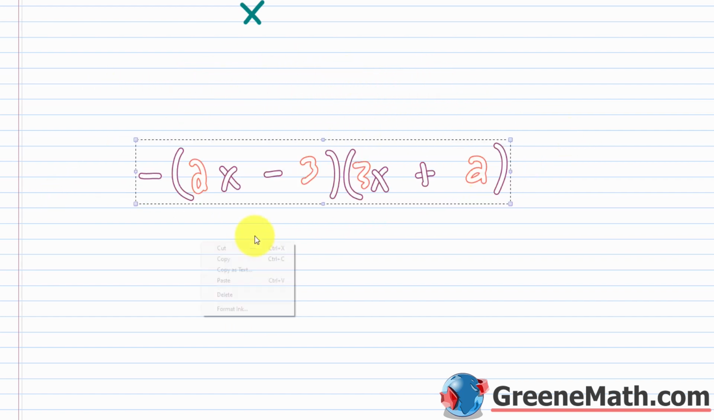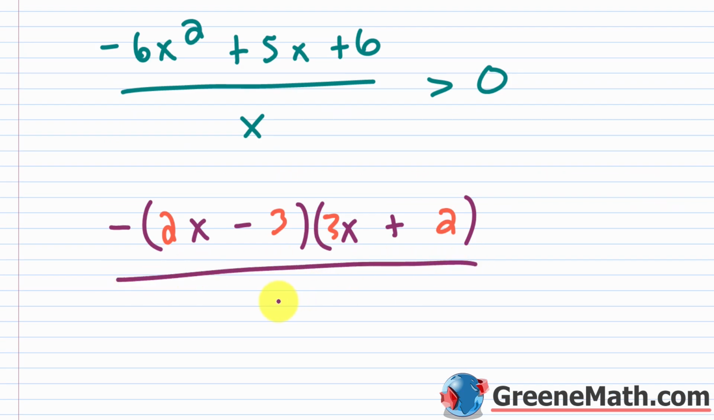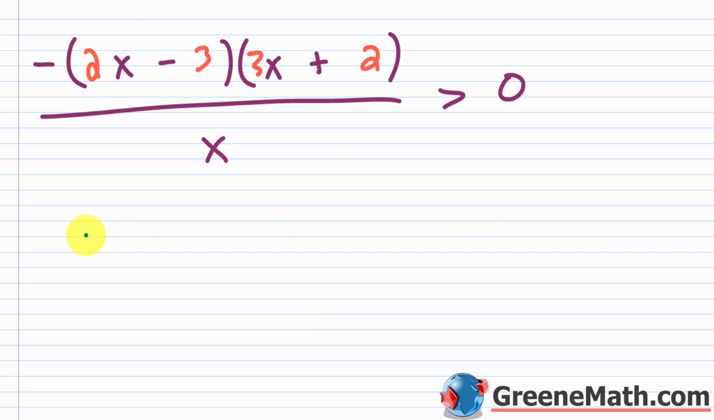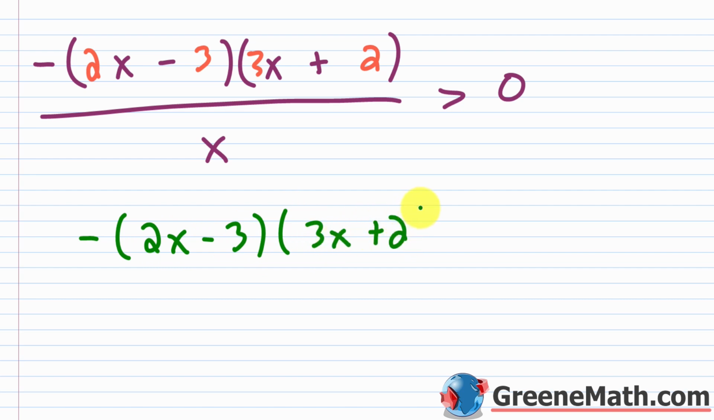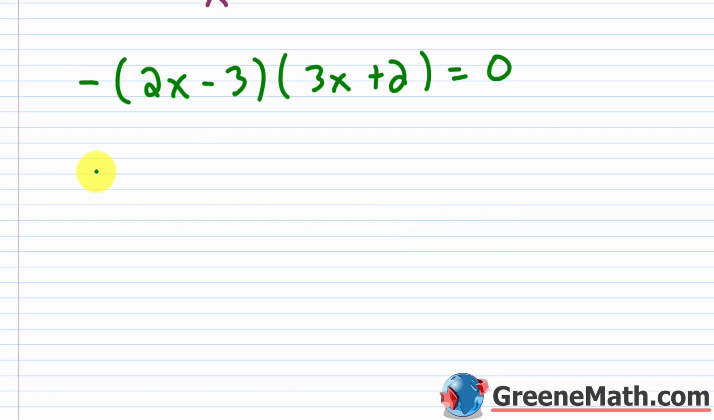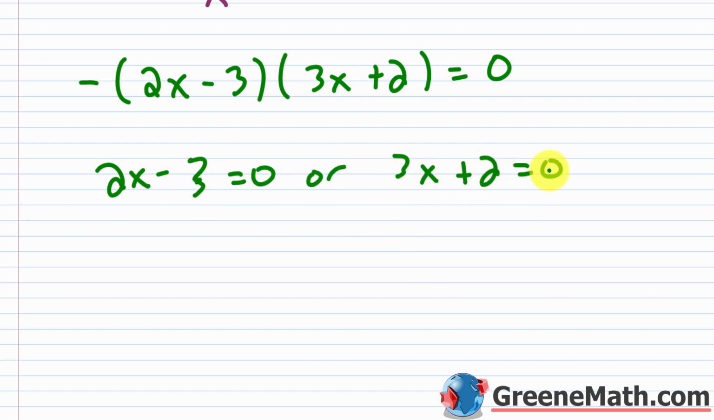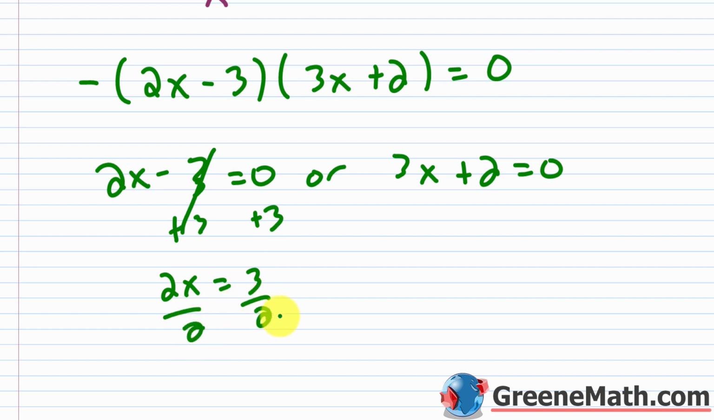So let's move this back up here. And let's say this is over x, and we're greater than 0. I'm going to set the numerator equal to 0. So we have the negative of this 2x minus 3. Then this other quantity, 3x plus 2. Let's set that equal to 0. So I'm going to say that 2x minus 3 is equal to 0, or 3x plus 2 is equal to 0. Let's add 3 to both sides of the equation. We'll have 2x is equal to 3. Divide both sides by 2. So x is equal to 3 halves.